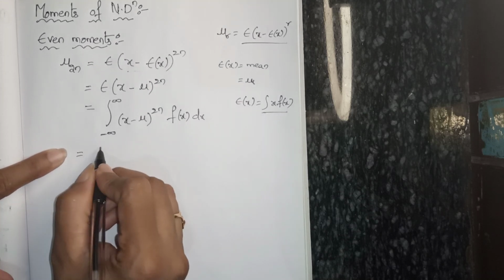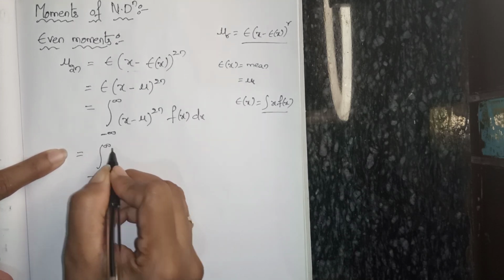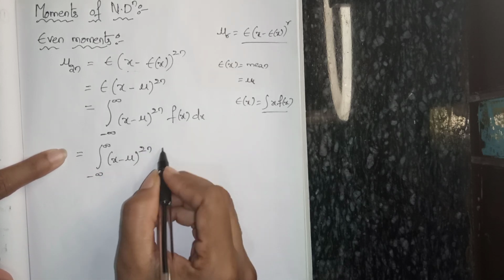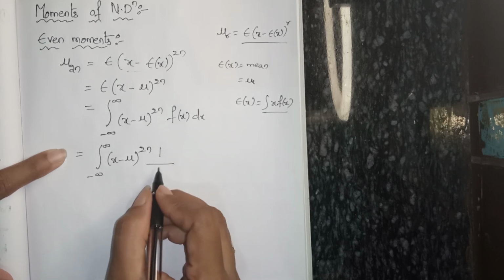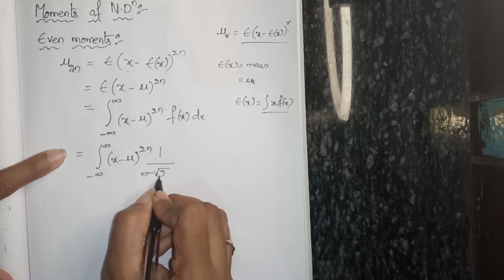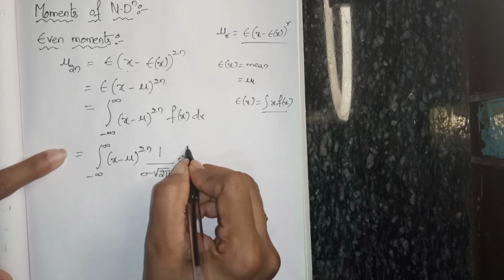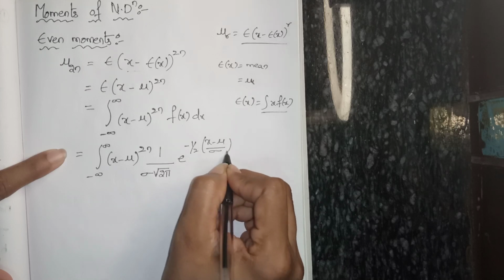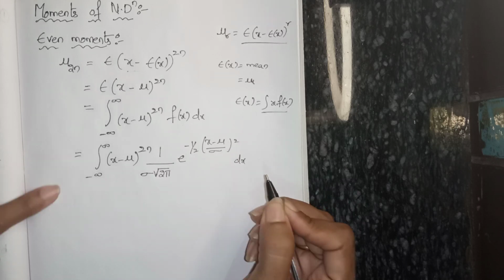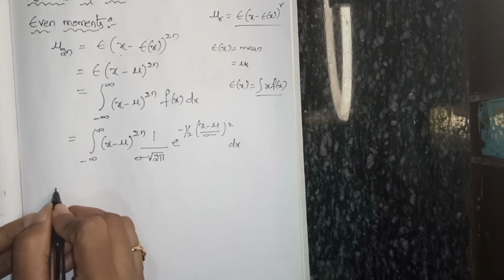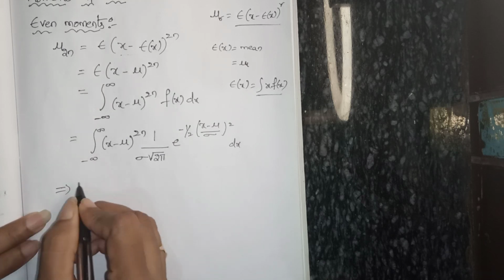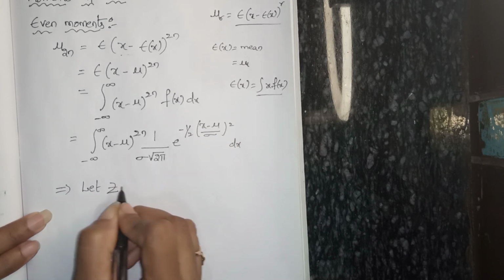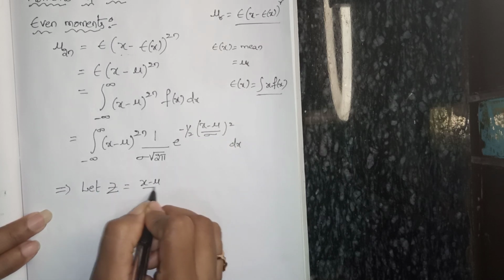So that equals the integration from minus infinity to plus infinity of (x minus mu) whole power 2n into f of x, and we have to write the normal distribution formula: 1 by sigma root 2 pi into e to the power of minus 1 by 2 into ((x minus mu) by sigma) whole square into dx. So this formula we have to write. Now let this term be z. z equals (x minus mu) by sigma.